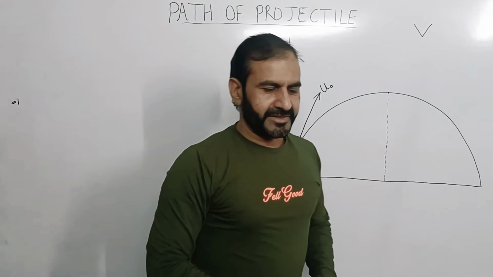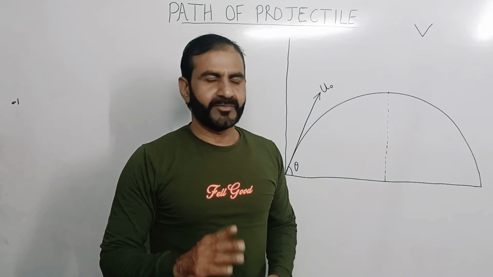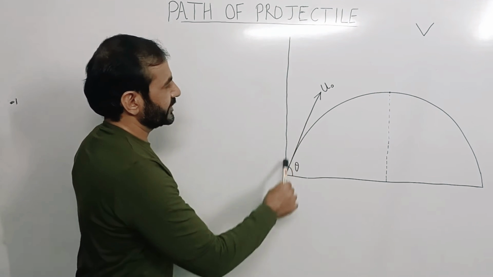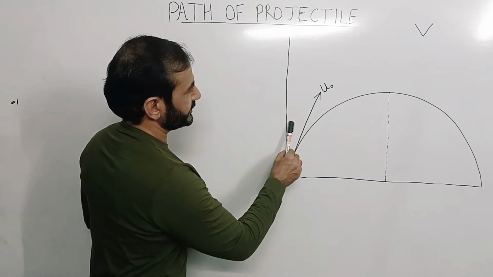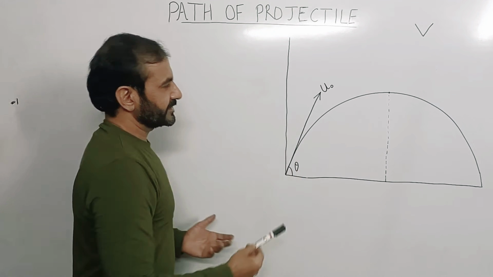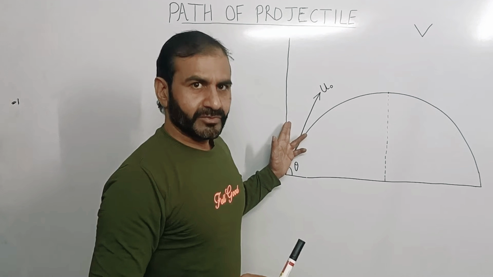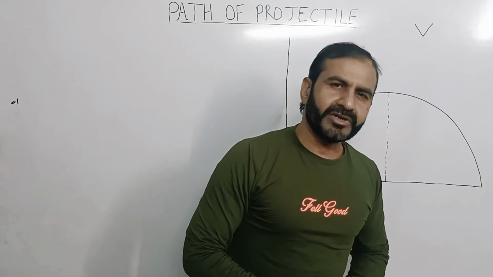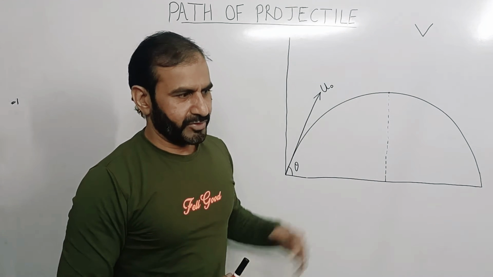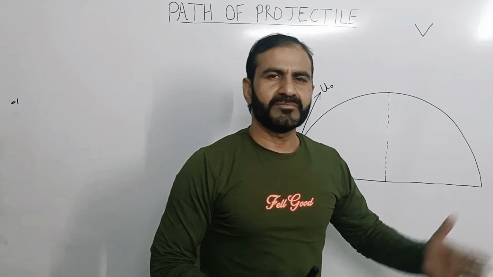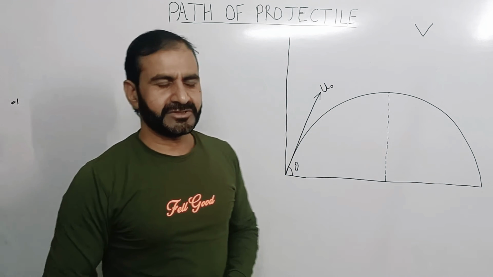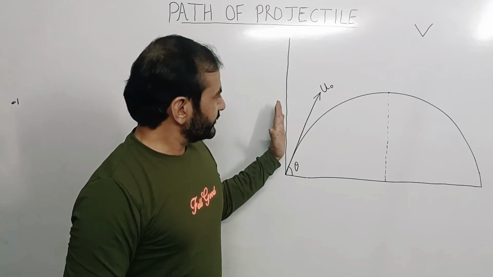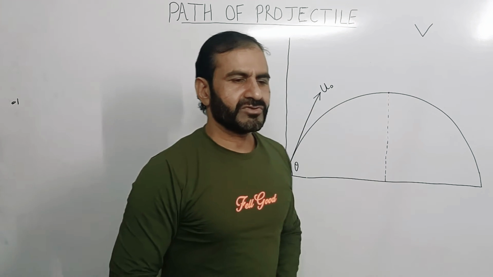When a body is projected at an angle with vertical, I'm not saying an angle with horizontal, but an angle with vertical. This is vertical and body is thrown at an angle with vertical. This angle may be anything, but other than 0 to 90 degree. Then motion of the body is called projectile motion. The body projected is projectile and its motion is called projectile motion. So what is projectile motion? When a body is projected or thrown at an angle with vertical, then its motion is called projectile motion.